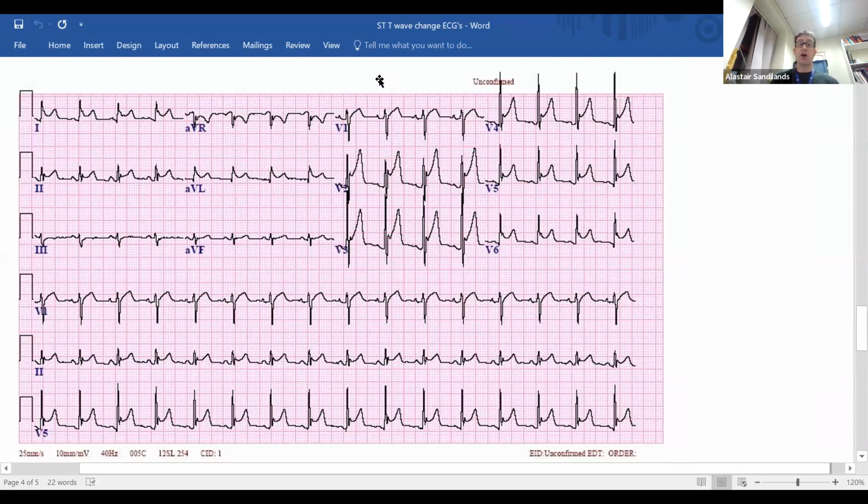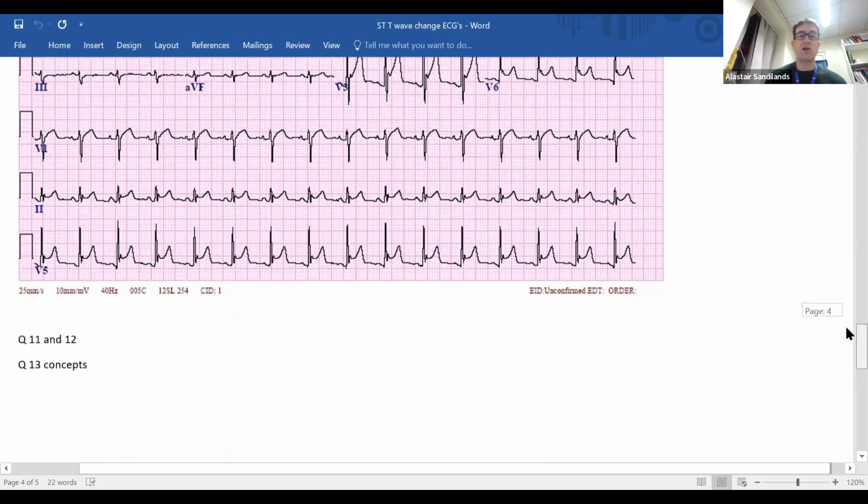And again, to get global, 9 or 10 leads are showing ST elevation. You've got to think what's going to affect most of the heart: the pericardium, something that's wrapping around the heart. Most of the leads are affected, inflammation in the pericardial space. And so the majority of the leads show ST elevation, which is saddle shaped. Okay, so this is pericarditis. So you've got a concept question next. And then one last question.